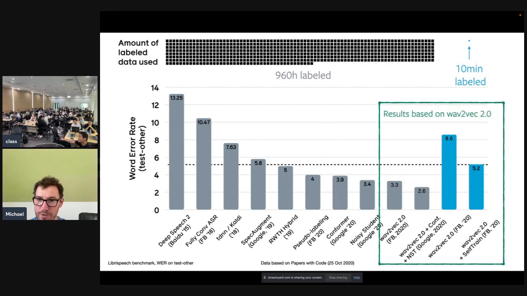And also, you can see that even the best systems today that use a lot of labeled data, so this is the third and the fourth last bar, they use wav2vec.